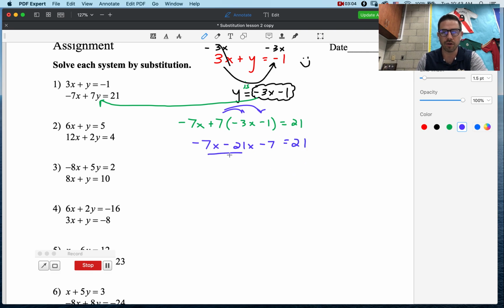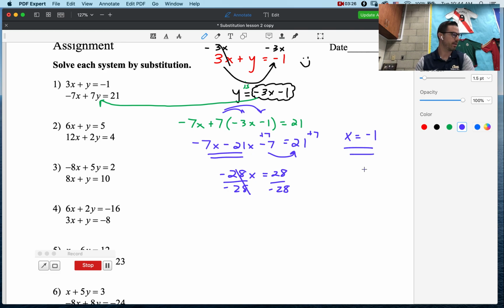Okay, combine like terms. It looks like we get -28x, and shoot this guy over there, +7, equals 28. Okay, divide by -28, divide by -28, and x equals -1. Okay, we're happy about that.